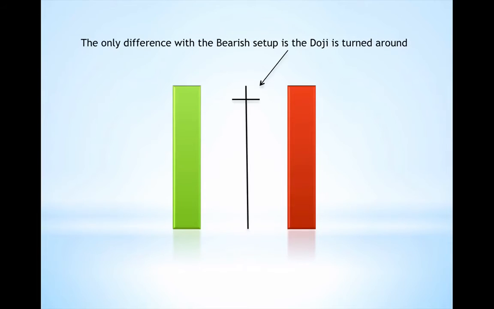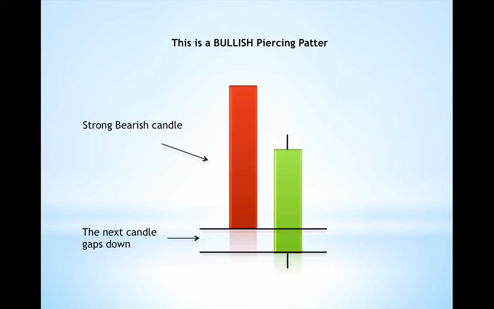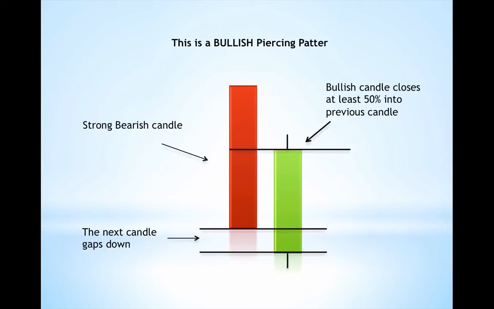Okay, next candlestick pattern. This is a bullish piercing pattern. This pattern begins with a strong bearish candle. The next candle gaps down at the open rather than opening at the close of the previous candle. The bullish candle, or piercing candle, should then close at least 50% into the real body of the previous candle.